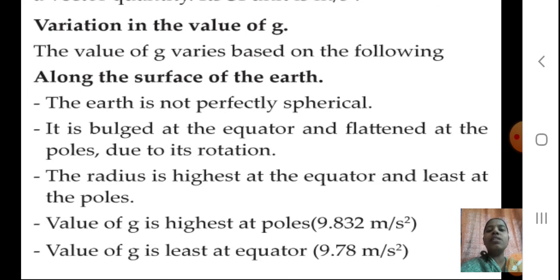The radius is the highest at the equator and least at the poles. When you go towards the pole, it becomes less. So the value of g is highest at the poles, that is 9.832 meter per second square, and the value of g is least at the equator, that is 9.78 meter per second square. Students, you will remember these values, and you can write them like this in points.